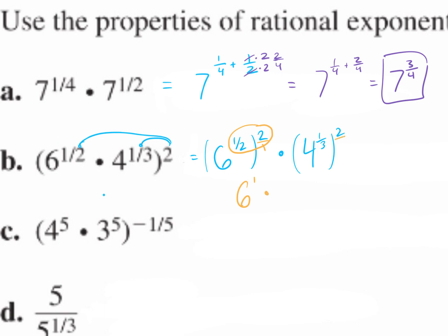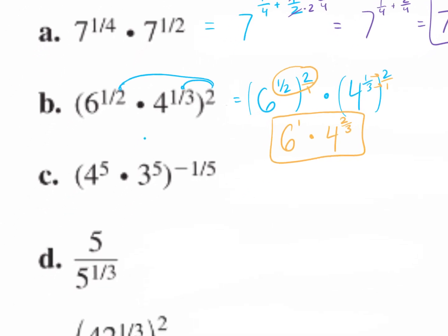So remember, when we are multiplying fractions, we multiply the tops together and multiply the bottoms together. So in the second one, this would be 4 to what power? The 2/3 power. Perfect. So this would be our answer. So the 2 just gets distributed to the exponent. All right, let's look at the next one.